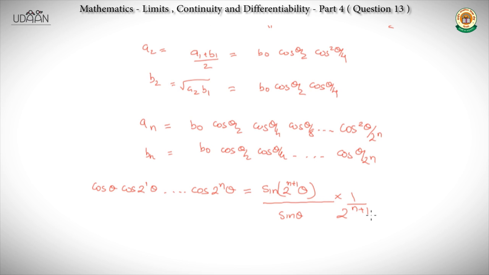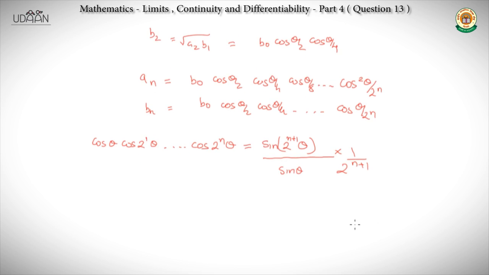Exactly. And now I'll tell you a shortcut to remember this identity. We can see that the number of terms over here are n plus 1. So this 2 raised to n plus 1 denotes the number of terms over here. The degree denotes the number of terms. This is the smallest angle, and this one is twice the largest angle. We had 2 raised to n over here, so we'll have 2 raised to n plus 1 over here. So this is a good way to remember.